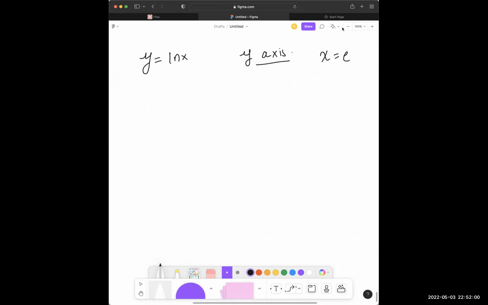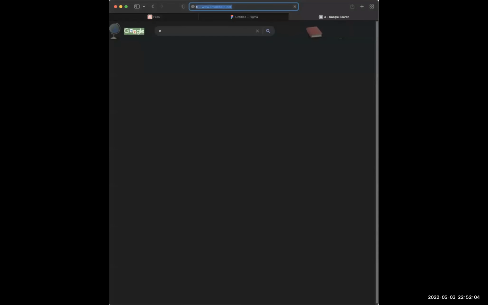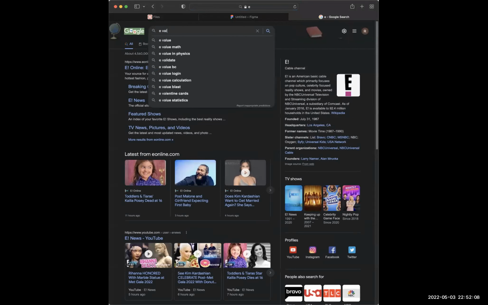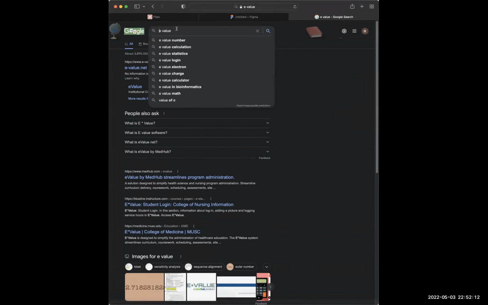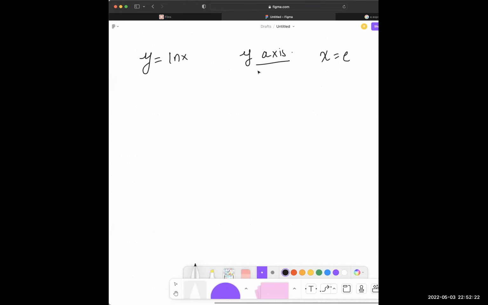Now, e is nothing. People see e, they get scared. But if you look up the exponential value of e, you're going to get 2.718, right? So that is going to be 2.718, okay?